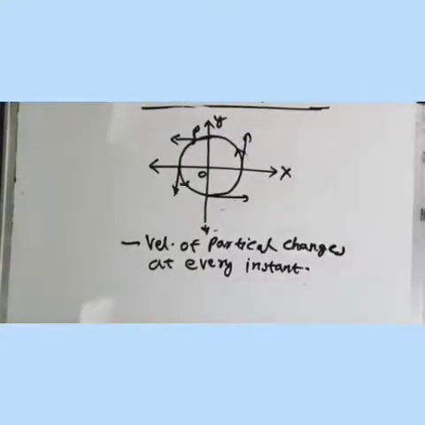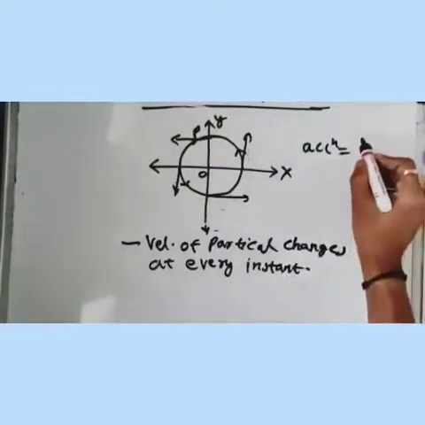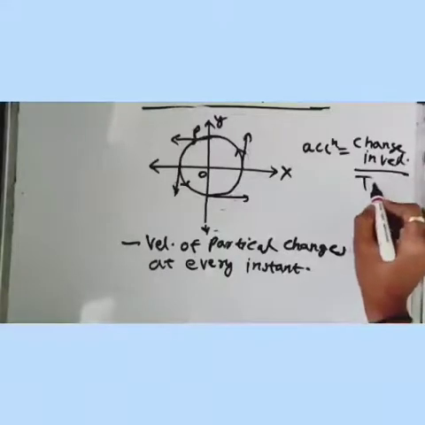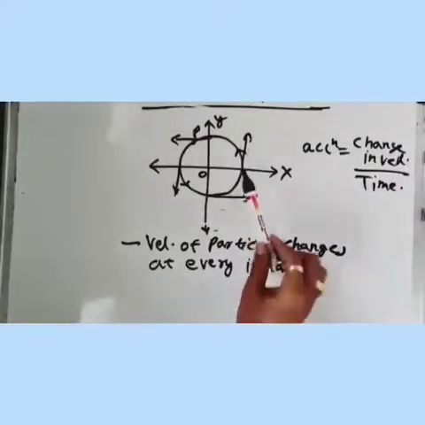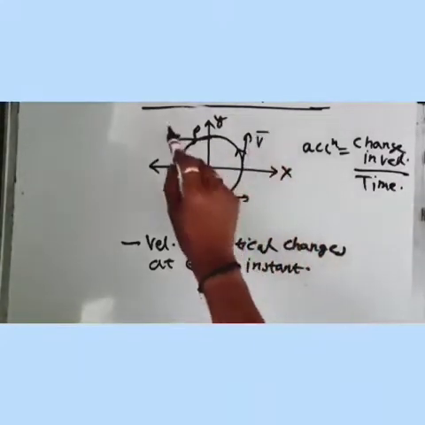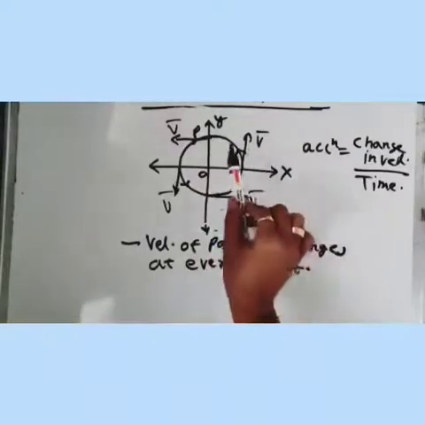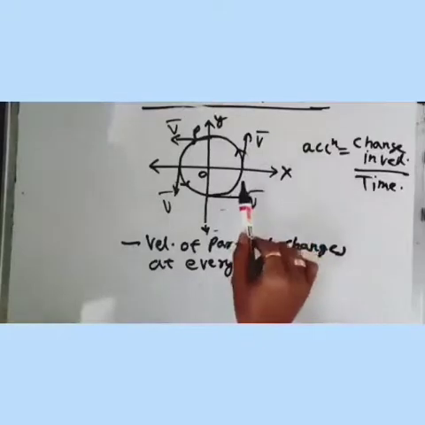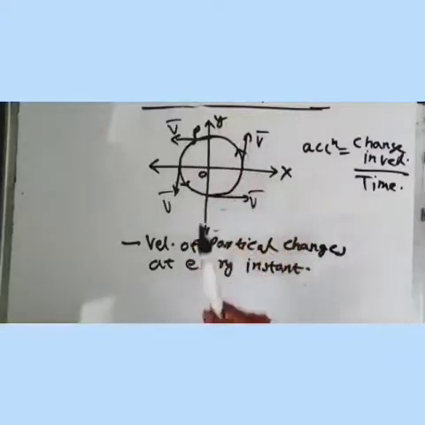Second characteristic from this we can write is: it is an accelerated motion. Now how is it an accelerated motion? We know that when we are talking about acceleration, this is nothing but change in velocity upon time. So here you can see the velocity vectors, and the velocity vector is continuously changing its direction. As there is change in its direction, it means there is change in velocity. So as there is change in velocity, it means for sure the circular motion is an accelerated motion.